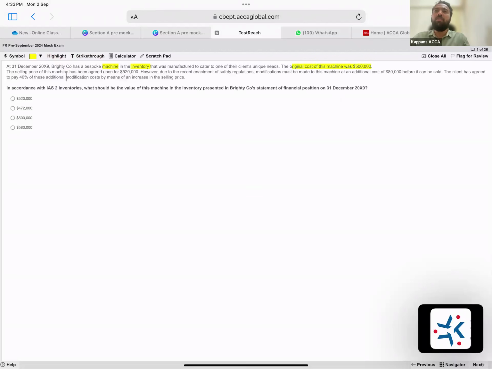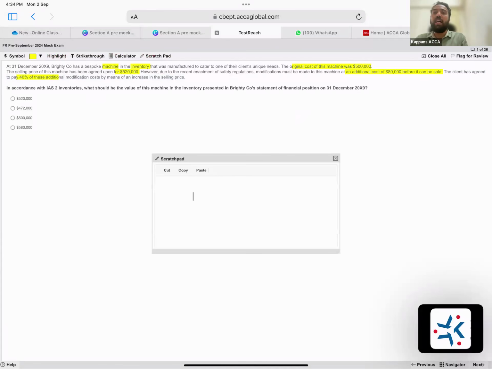The selling price of this machine has been agreed upon for $520,000. However, due to recent enactment of safety regulations, modification must be made to this machine at an additional cost of 80,000 before it can be sold. And the client has agreed to pay 40% of the additional modification. That is, Brighty Company will have to take 60% of this cost from their pocket. So what is the value of this inventory?